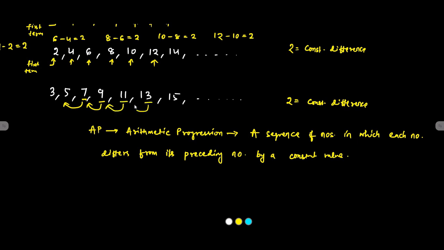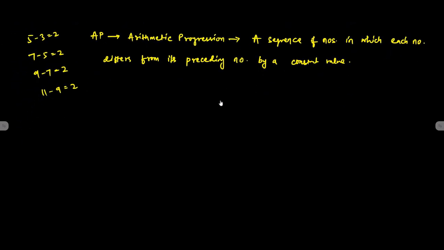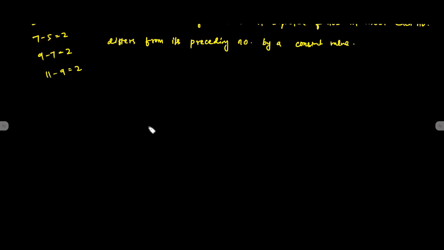Okay, so here, like this, 5 minus 3 is equal to 2, 7 minus 5 is equal to 2, 9 minus 7 is equal to 2, 11 minus 9 is equal to 2. So every number is differing from the previous number by 2. Similarly, we can also form other arithmetic progression sequences. For example, 3, 6, 9, 12, 15, 18, 21, 24, and so on.